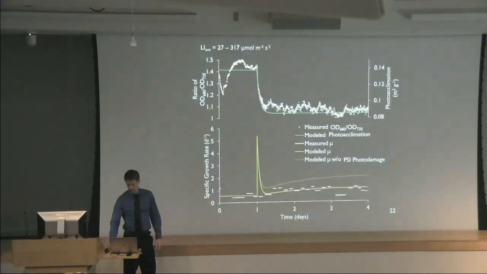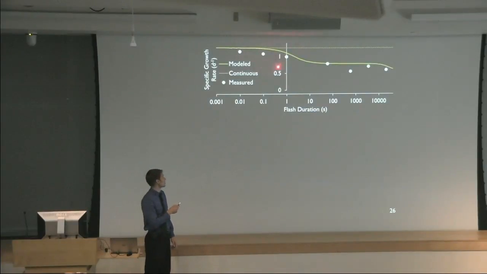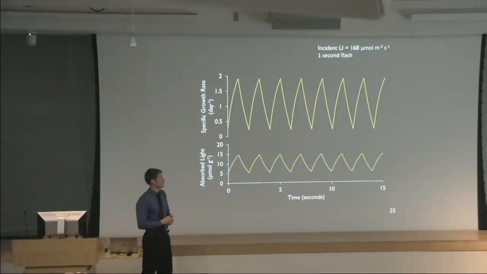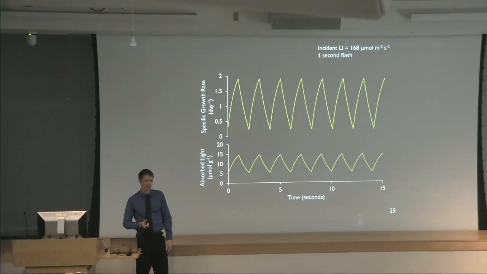Okay, so this is just a modeling output. But in this slide, there is a steady state growth rate for 1 second. I can't collect specific growth rate at this resolution. So this was really just an example to show how it changes when you increase the flash duration. There's really no significance to why I chose 1 second, other than it's a round number, I suppose. Did that cover it?